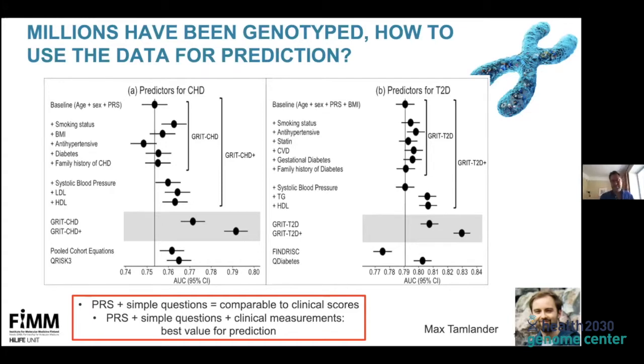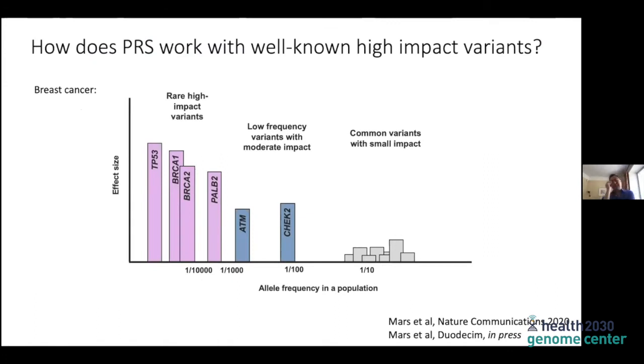Now, this is a model that has been trained with FinnGen data, and these results come from UK Biobank. So it's an outside sample check for that. Okay, question number 2. How does PRS work with well-known high impact variants? Here I go to the example of breast cancer. So if we think in terms of what we know about breast cancer and what we routinely test in our clinical panels, it's the rare high impact variants, as well as some of the low frequency variants with moderate impact, such as CHEK2 and ATM.